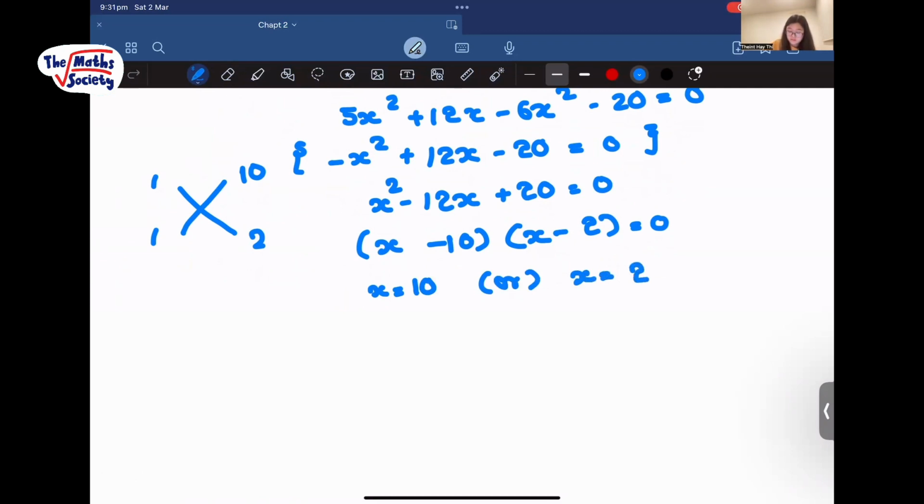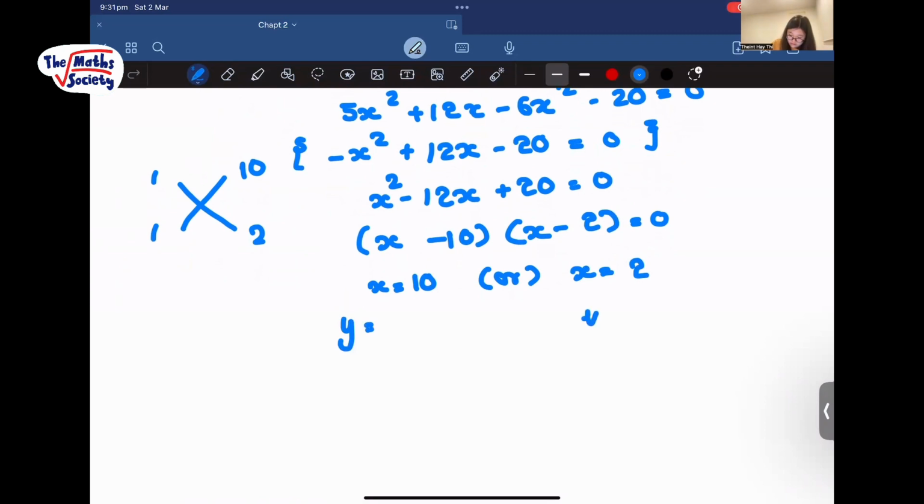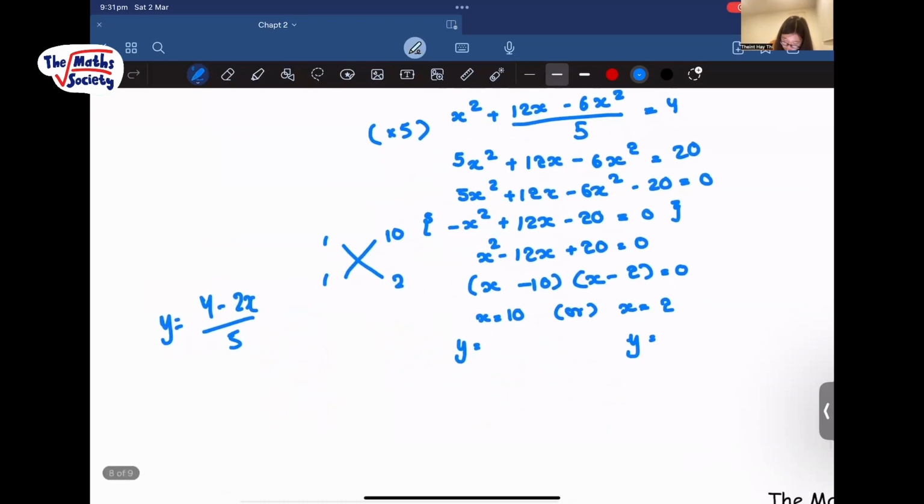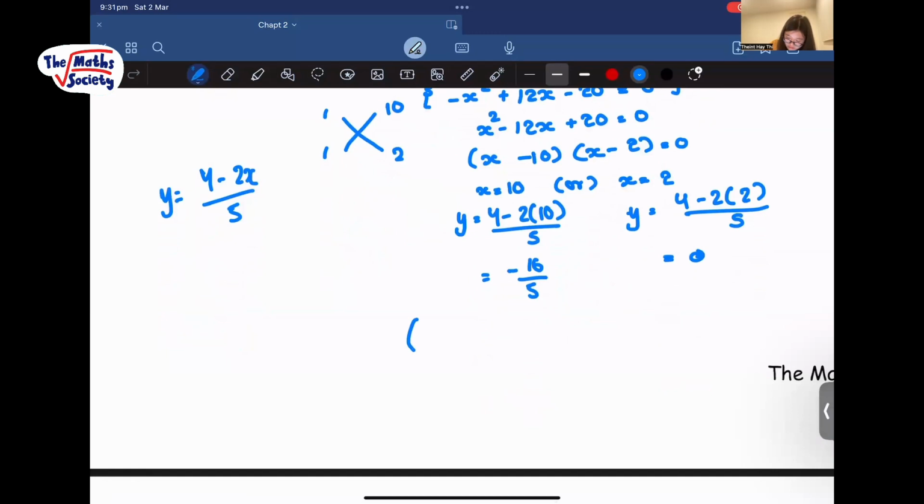Yep, and then we find the y values. y equals 4 minus 2x by 5, right? So it'll be 4 minus 2 times 10 by 5. It will be minus 16 by 5. For x equals 2, it is 4 minus 2 times 2 by 5. That's 0. Yep, so we get the coordinates 10, comma, minus 16 by 5, and 2, comma, 0. Yep.